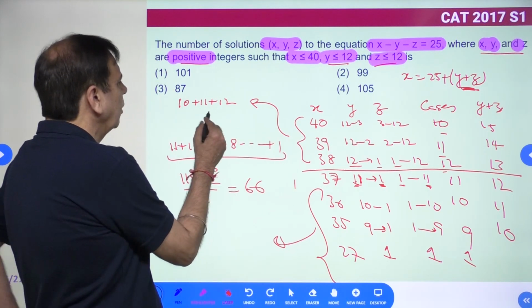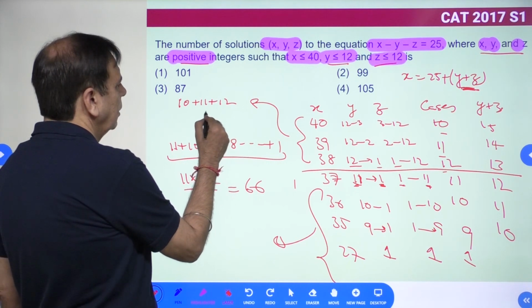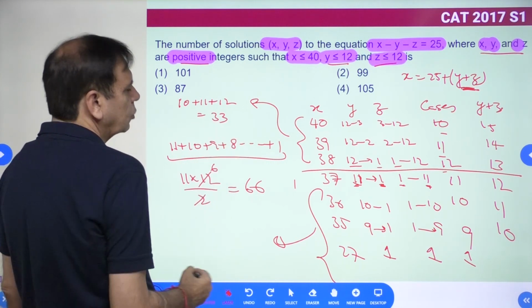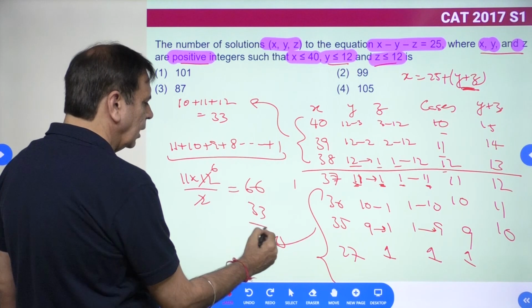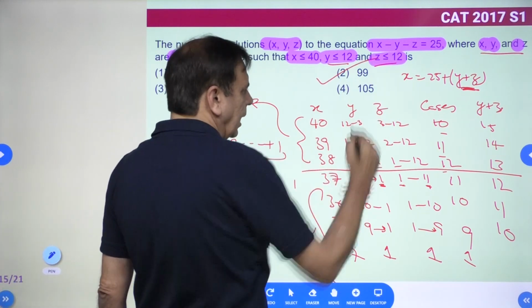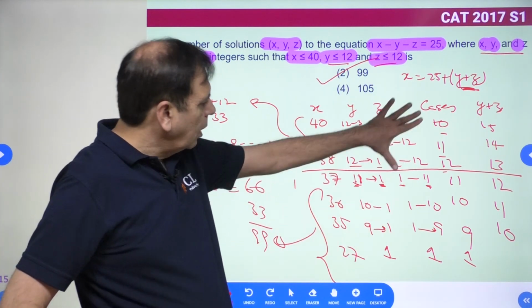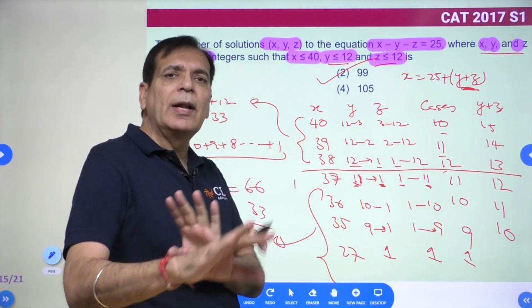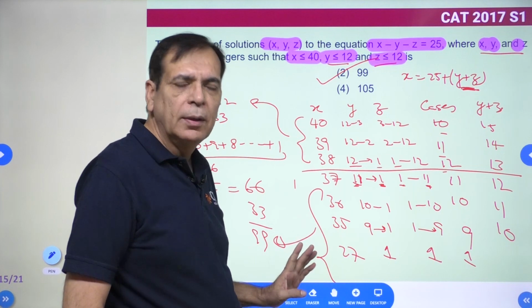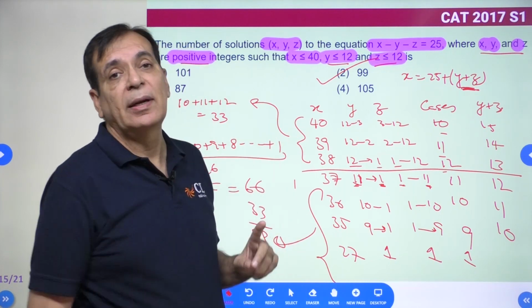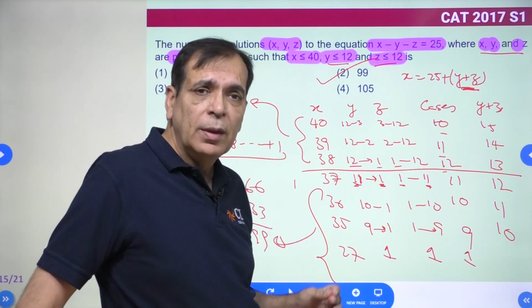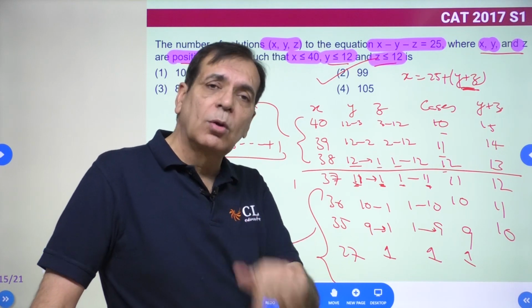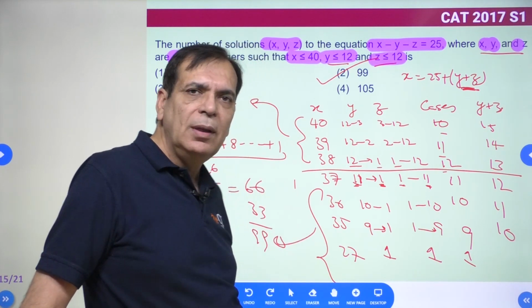And what is 10 plus 11 plus 12? This is 33. So what should be my answer? 66 plus 33 equal to 99. Now you can see you have to do lot of work out here. ये और बात है, once you get the pattern, you can stop there and say, okay, this is what is going to happen. But important thing to understand is this is a time consuming question, and whether to do it or not in the paper is a call you need to take when you look at the question in the paper.